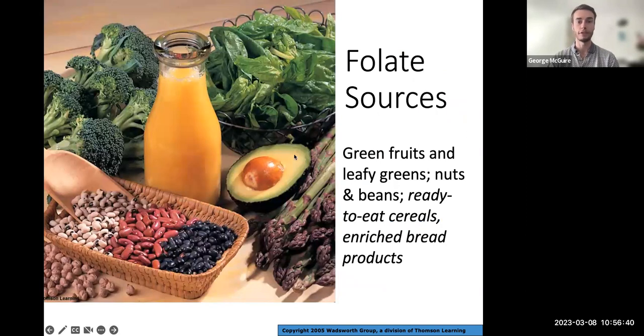So folate comes from green fruits like avocado, a lot of our leafy greens, spinach, we have asparagus and broccoli here, and is really common in our grains, our cereals and bread products, and is often included in these enriched versions of the products, right? It's being added into these processed grains.